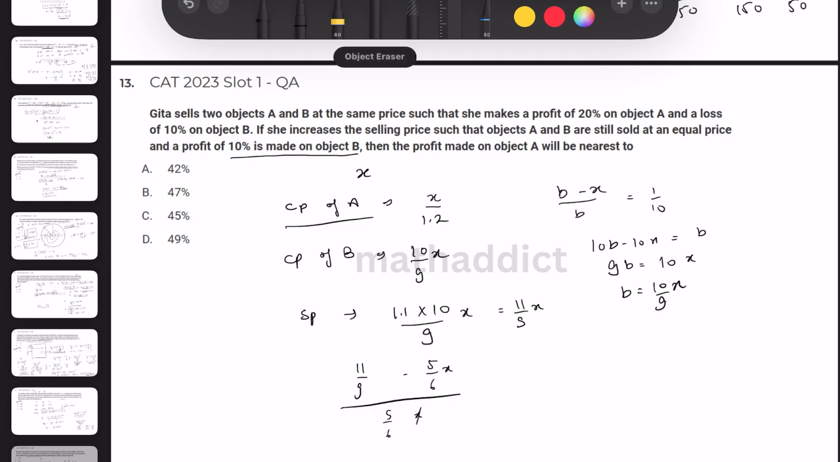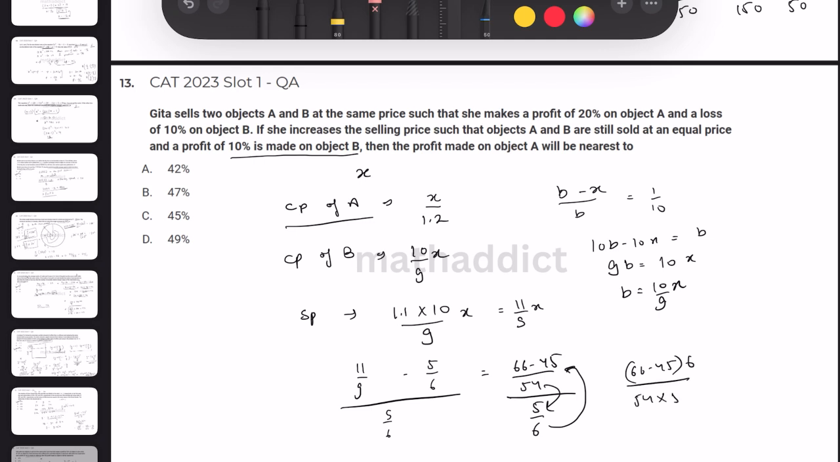X gets cancelled. We are left with 66 minus 45 upon 54 into 5. Sorry, by 5 by 6. So this comes down, this goes up. This becomes 66 minus 45, 6 upon 54 into 5. So this 6 gets cancelled. We are left with a 9 here. So this is 21 by 45, which is 7 by 15.